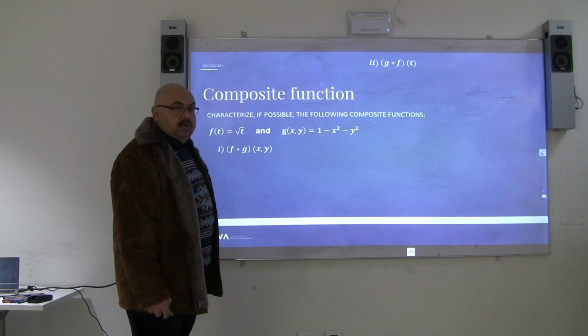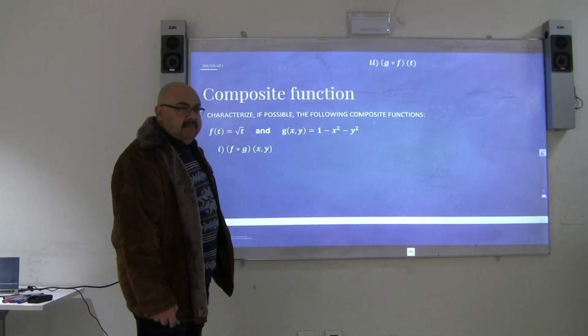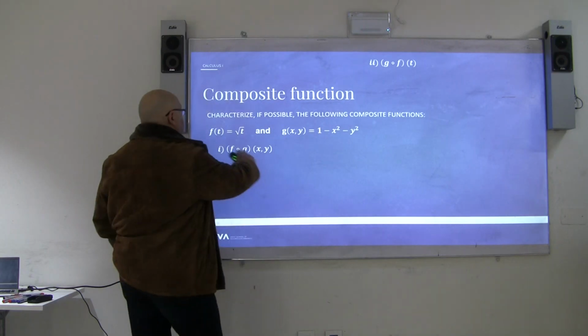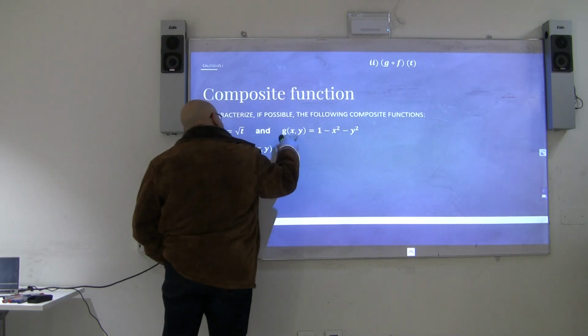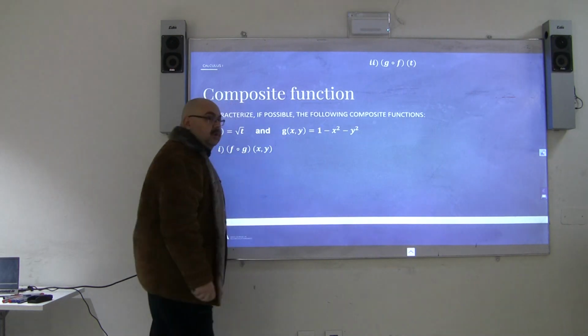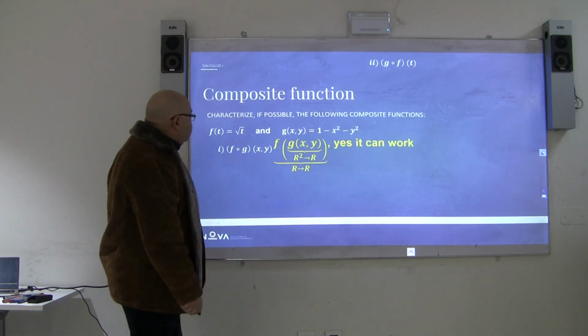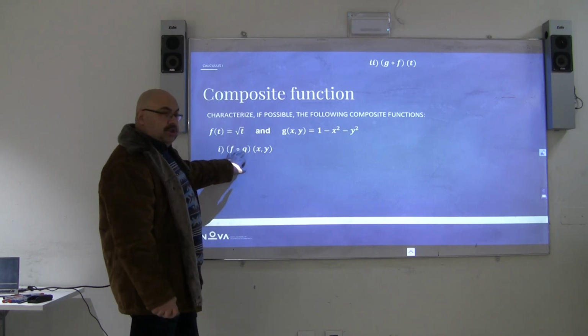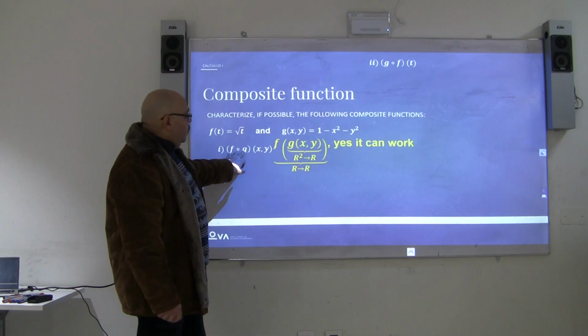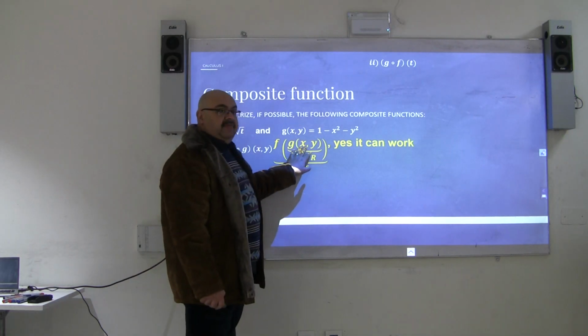Also in this function, you need to discuss what we mentioned previously. This function is from R to R, but this one is from R2 into R. So let's check if it's going to work or not. If I want to get f as a composite of g, f is going to be the outer function and g is going to be the inner function.